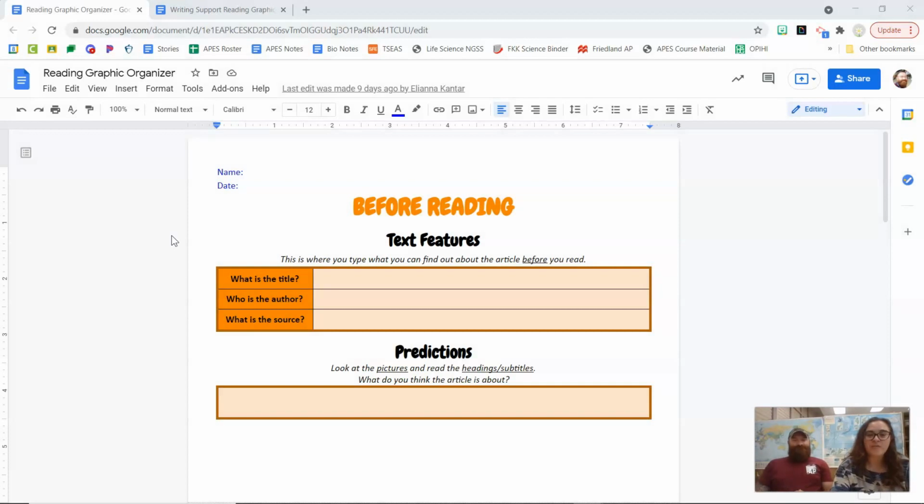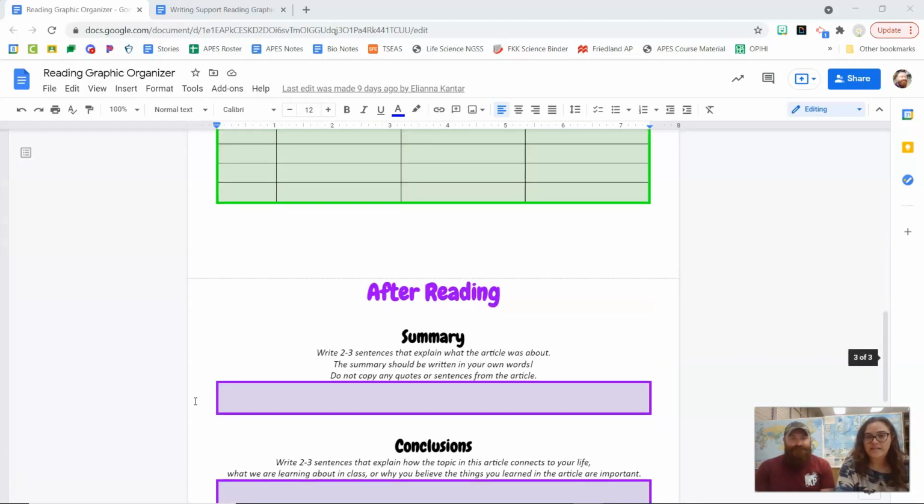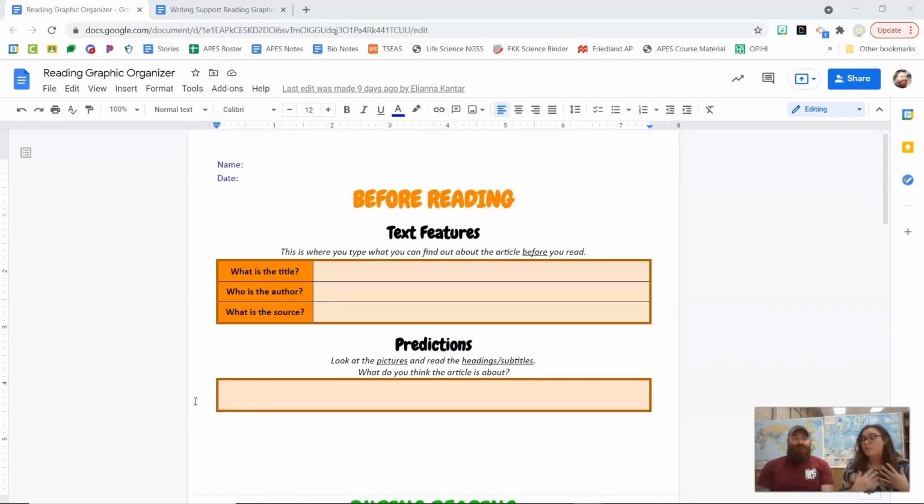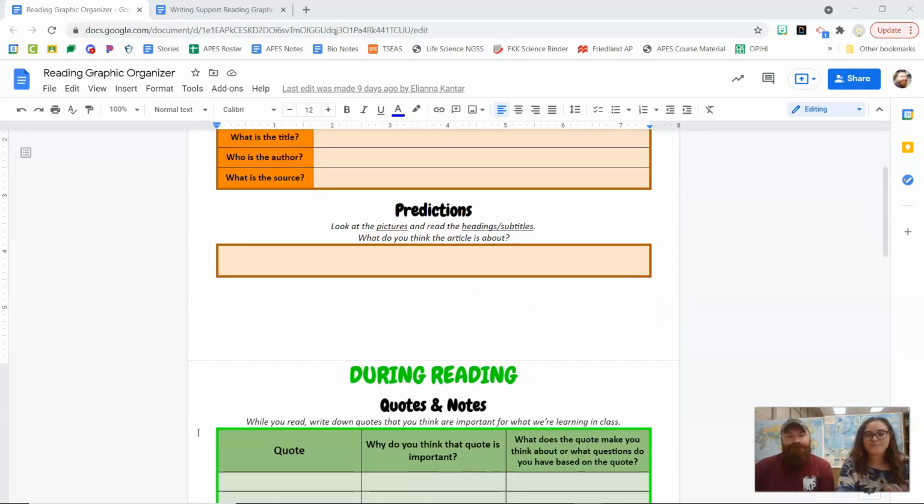When you look at the reading graphic organizer, we have it broken down into three different sections: a before reading section, a during reading section, and an after reading section. Before students read any of the articles that we have included in this curriculum, or any articles that you bring to your students, we want students to start with looking at the title, the author, and the source, and then looking at the pictures, looking at the headings, and making some predictions. Whether they're right or wrong doesn't really matter. We just want them exploring the features included in any text that they might be looking at.